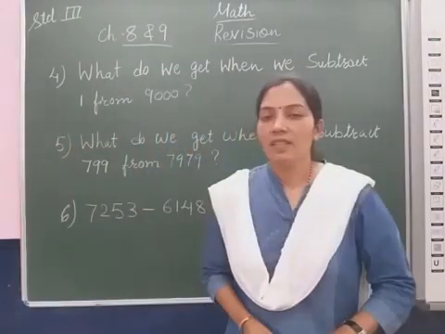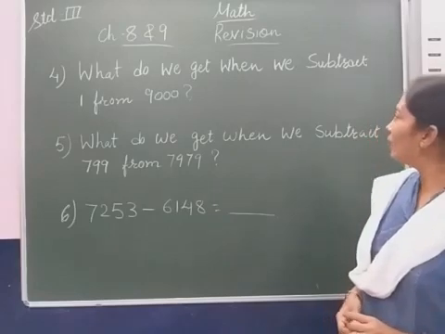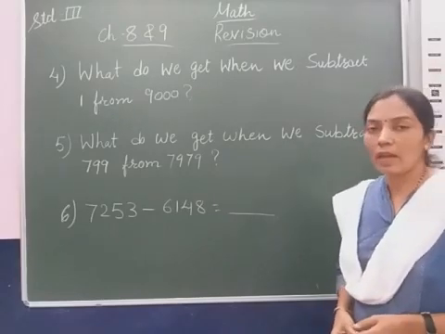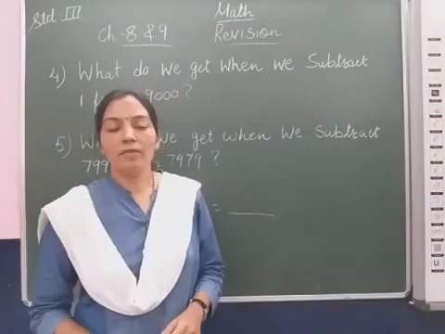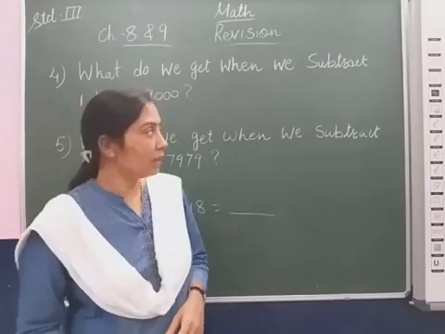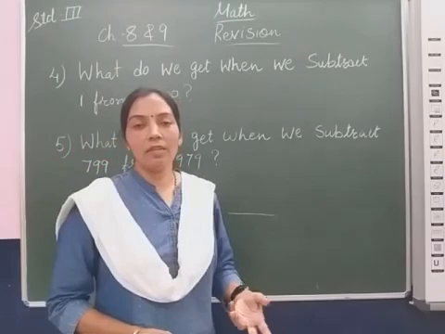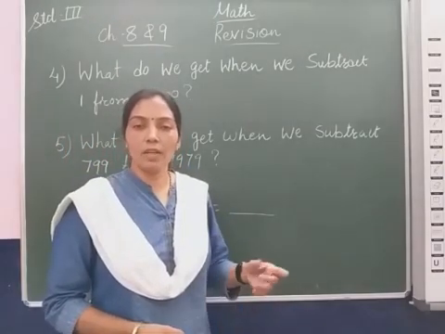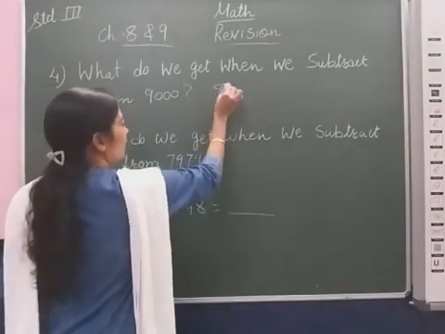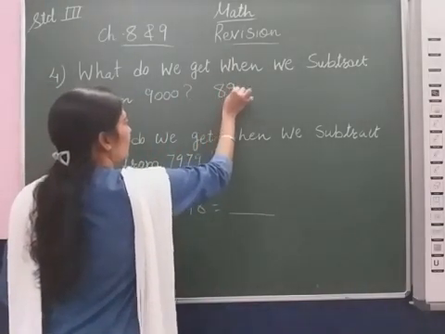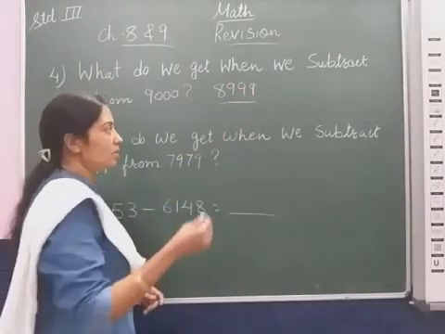Now student, see this question from subtraction. What do we get when we subtract 1 from 9000? Here the question is asked, when we subtract 1 from 9000, in another way we can also say the predecessor of 9000. Yes, so we can write here 8,999. So how does this number come?